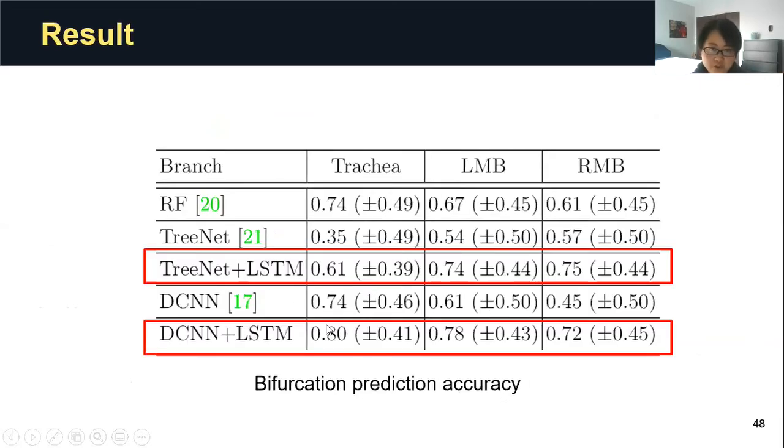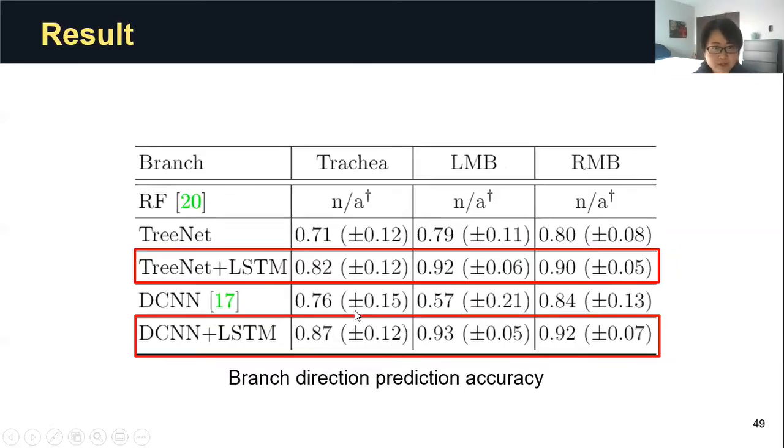So here is bifurcation detection prediction. We use 2 baseline networks, one is the TreeNet and one is DCN, for the image feature generation. And we stack LSTM on these 2 networks. When we compare to the baseline network, we can see that by adding LSTM, it actually increased the baseline performance by a lot on bifurcation prediction. And also here we can see on branch direction prediction, by adding the LSTM component on the original CNN-based network, the performance also increases.